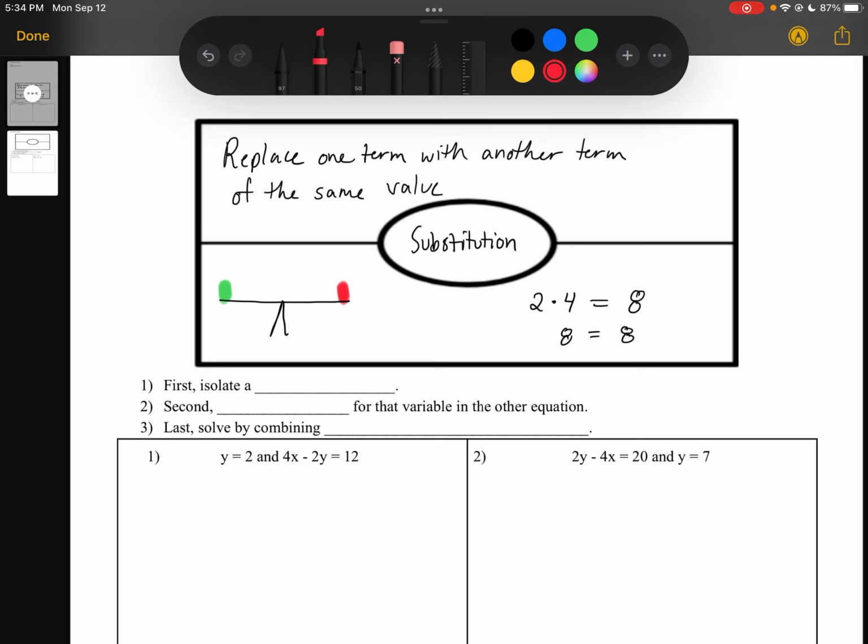So what we're thinking of now is that this equal sign here is just a balance. As long as the left and the right have the same amount of weight, everything's good. We can interchange them. So interchanging is the key idea for today. So we first want to isolate a variable. Isolate means get it alone. After we have a variable alone, we can substitute or replace that variable with something that's the same weight, for a variable in a different equation in this case. And last, we can solve by combining any like terms that we have.